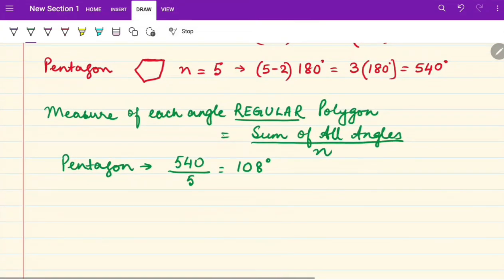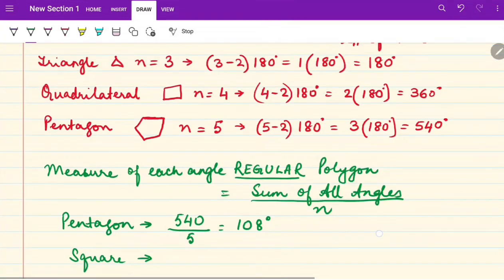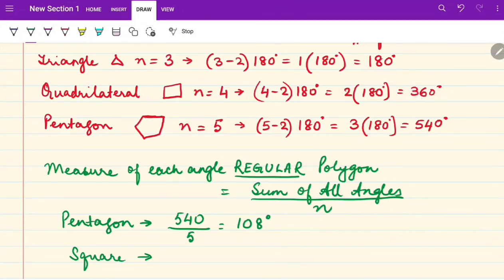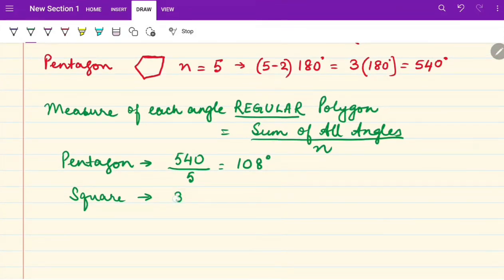All right. So for a square, which is a regular quadrilateral, the sum of all the angles is 360 degrees. And when you divide it by 4, which is the number of sides the square has, you get a measure of 90 degrees. That means each angle in a square is 90 degrees.